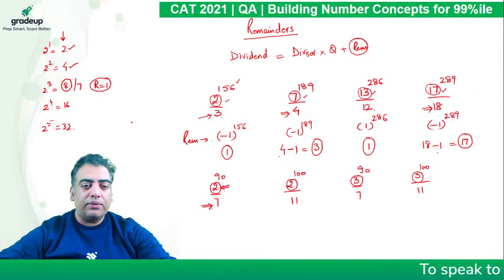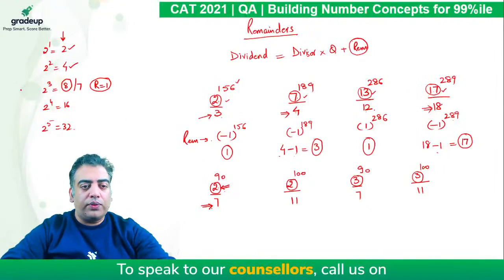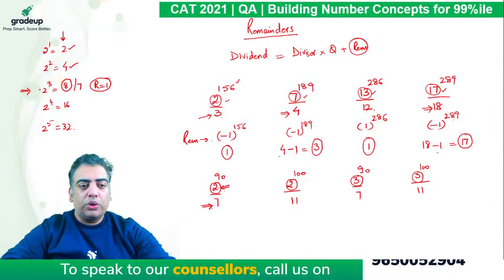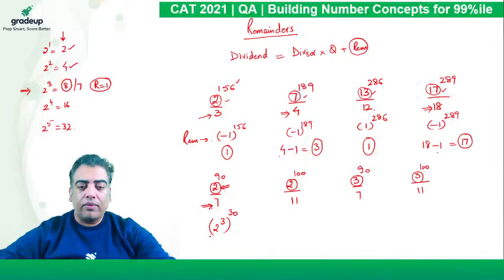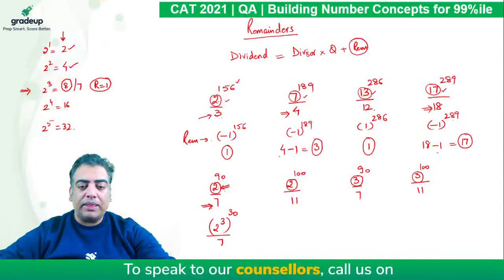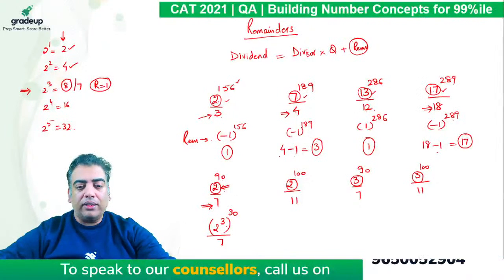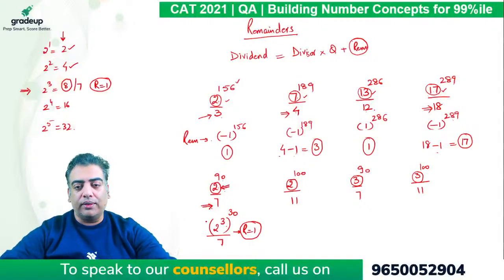So my objective now will be to convert 2 raised to power 90 in the form of 2 cube. In order to do the same, when you go for 2 cube, power will get divided by 3. So 90 by 3 comes out to be 30, and my divisor still remains the same, which is 7. So 2 cube is 8. 8 when divided by 7, remainder is 1. Anything in the power of 1 always gives us a remainder of 1. So the answer in this case comes out to be 1.